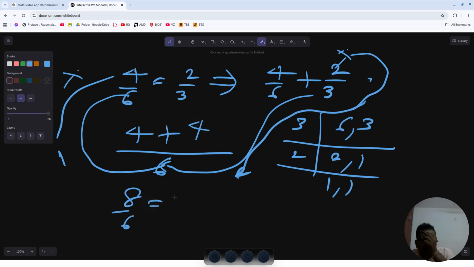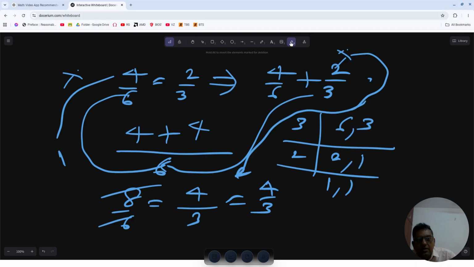Now how to make it a short form? You cancel by 2, so 2 4s are 8 and 2 3s are 6. So the answer is 4 by 3. Now let us see the subtraction of fractions.